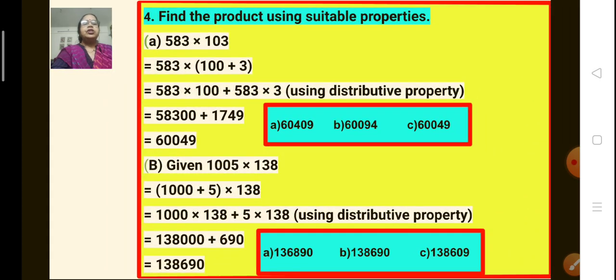Now next one is find the product using suitable properties. We have to apply the properties that we have learnt during the lesson and solve the problems easily.